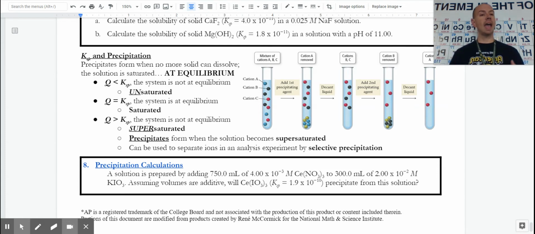But as we've seen, we could have a very small amount of that ion dissolved in water. We can use our K value, connect it to Q, and think about, in different solutions, how much of those ions are needed before a precipitate forms.